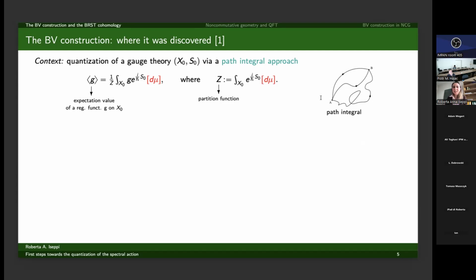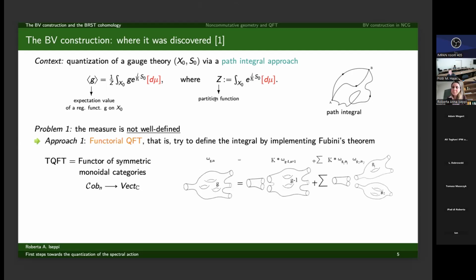So this is the intuition behind the idea of a path integral. Of course, the notion developed over the decades. And nowadays, if you want to quantize a theory via this path integral approach, what you end up computing are integrals of this kind. Here, this G denotes the expectation value of a regular function G on the configuration space, some observable, something that one can compute, and this is supposed to give you a number. And the other ingredient is this partition function that appears.